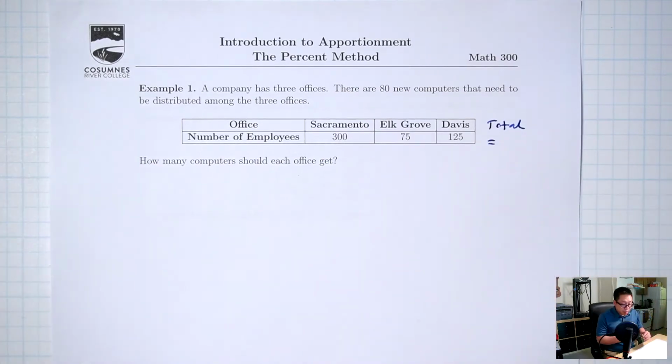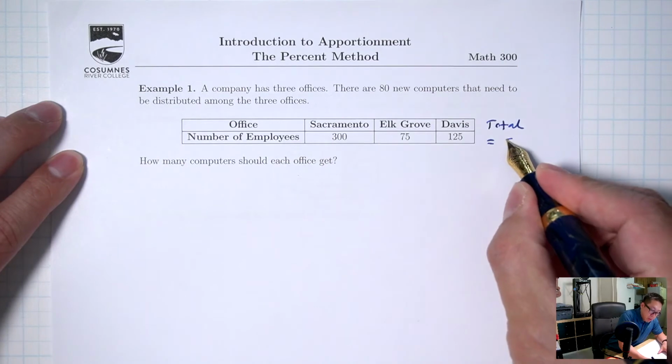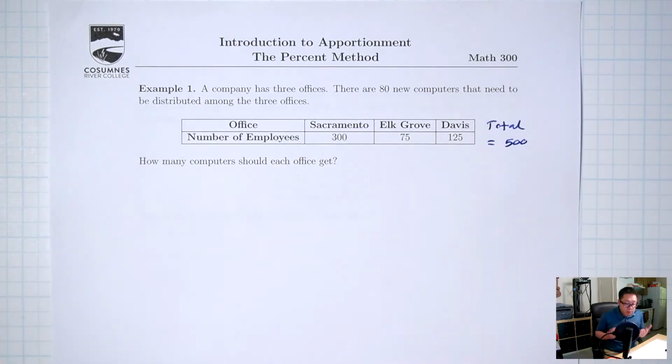And you can use any calculator. The calculator that I'm going to recommend is the Decimal Scientific Calculator. I'll put a link on Canvas for that. 300 plus 75 plus 125. And the total is 500. There's 500 employees total at this company.